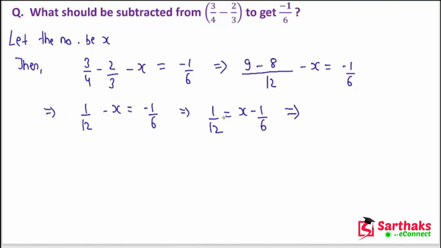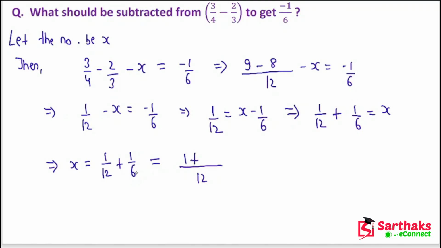Then again bring 1 by 6 to the LHS, we will get 1 upon 12 plus 1 upon 6 is equal to x. When we transpose anything from RHS to LHS or LHS to RHS, its sign changes, so minus 1 by 6 becomes plus 1 by 6. So x equals 1 upon 12 plus 1 upon 6. Taking the LCM of 12 and 6, which would be 12, we get 1 plus 6 into 2 equals 12, so 1 into 2 equals 2, which is equal to 3 upon 12, and cancelling out the common factor 3, we will get 1 upon 4.